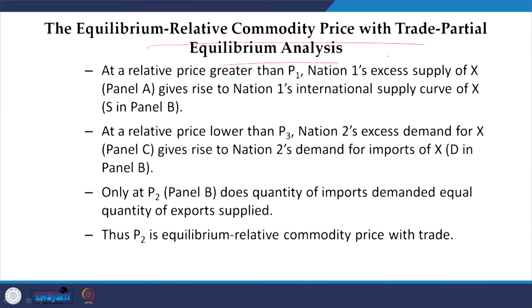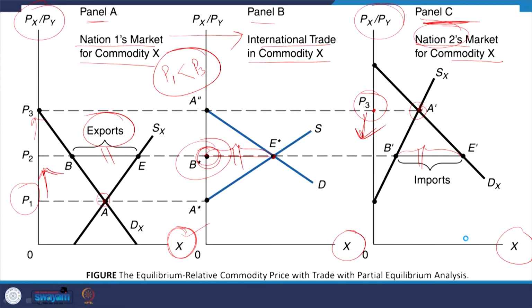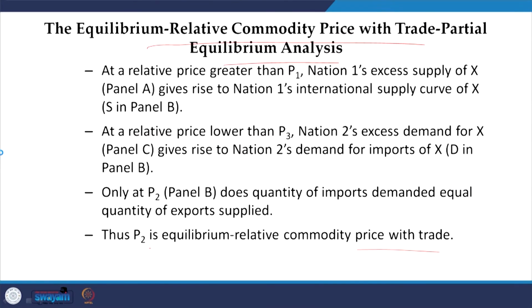Now, these are the explanations I have already made. So, these are the equilibrium relative commodity prices with trade in a partial equilibrium setup. P2 is the equilibrium price of the commodity with trade; we have already said it, and we have derived P2. So, equilibrium prices are derived based on this approach.